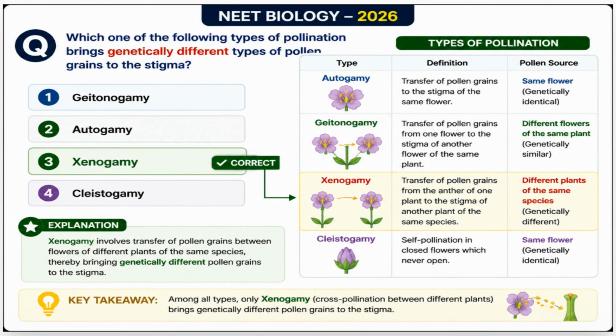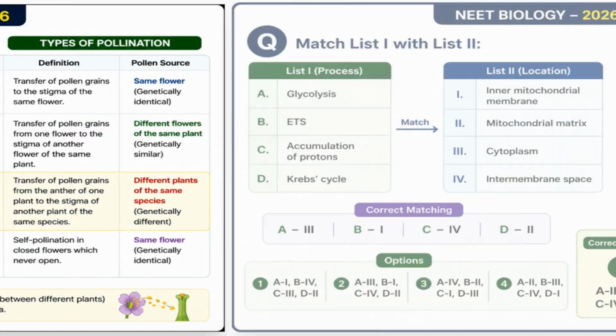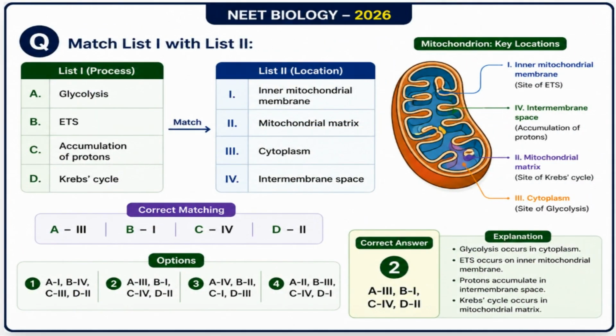Which one of the following types of pollination brings genetically different types of pollen grains to the stigma? Xenogamy is the transfer of pollen grains between flowers of different plants of the same species, bringing genetically different pollen grains to the stigma.